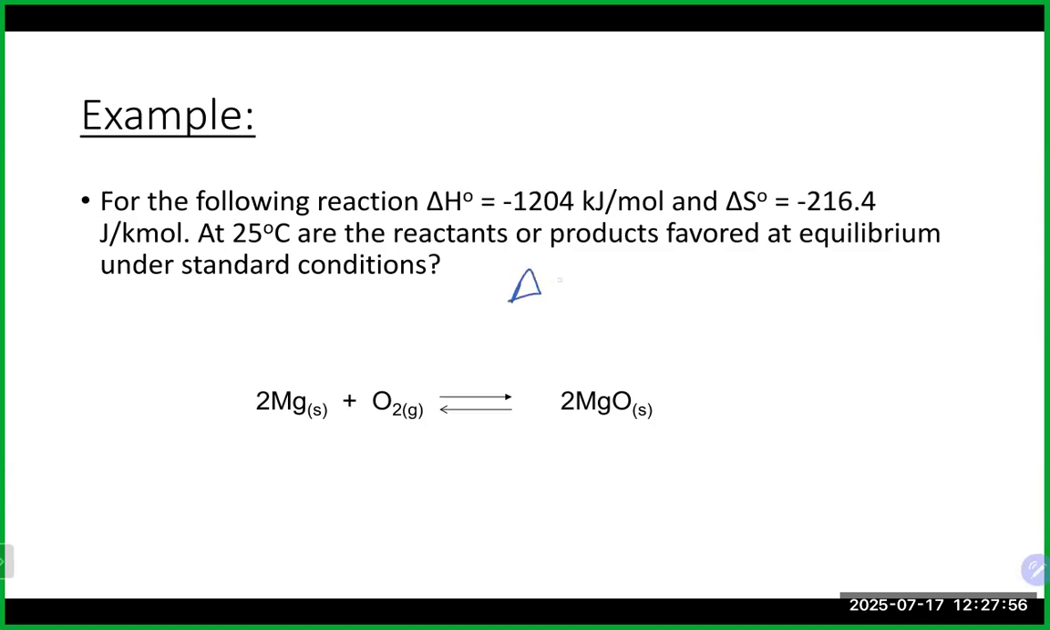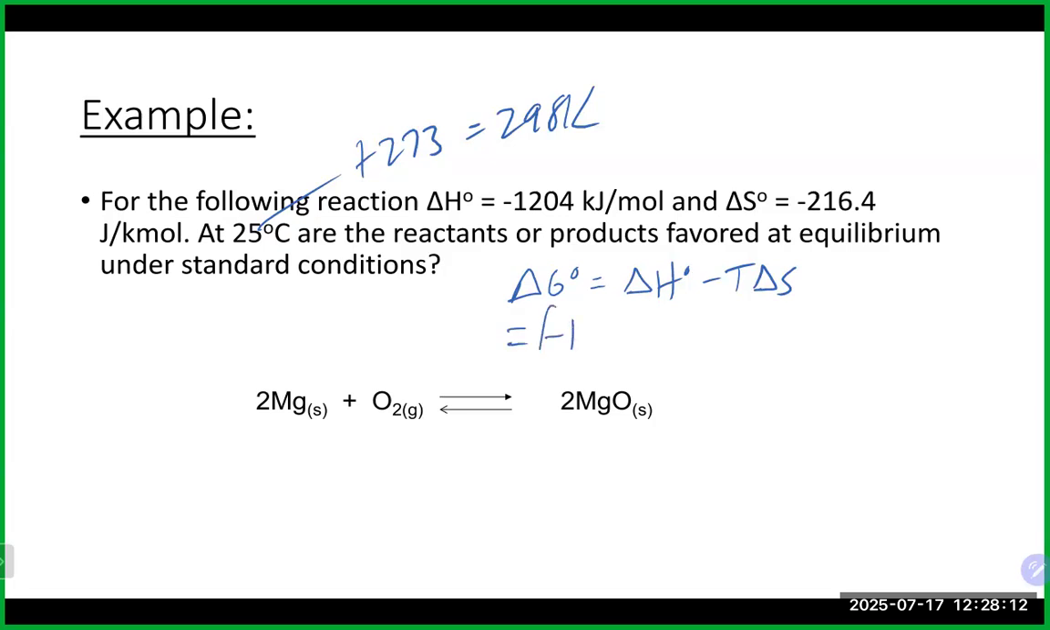Got our delta G equals delta H minus T delta S. Once again here, 273, 298 Kelvin. We're going to put our values in. Again, I'm going to do what I did previously, which is multiply this guy by 1,000, turning it into joules, minus our T, which is 298 Kelvin, and our S, minus 216.4 there.